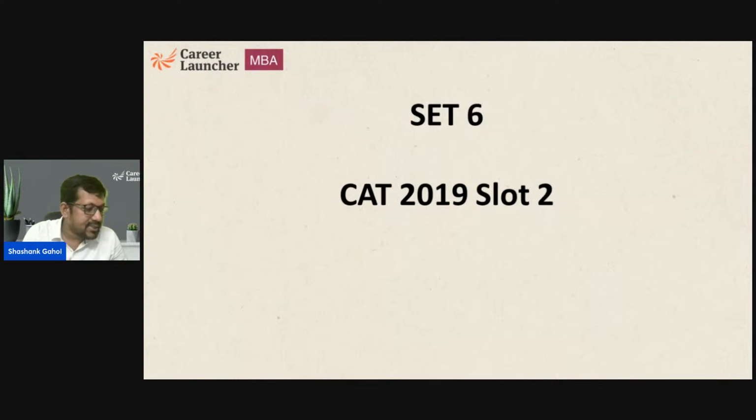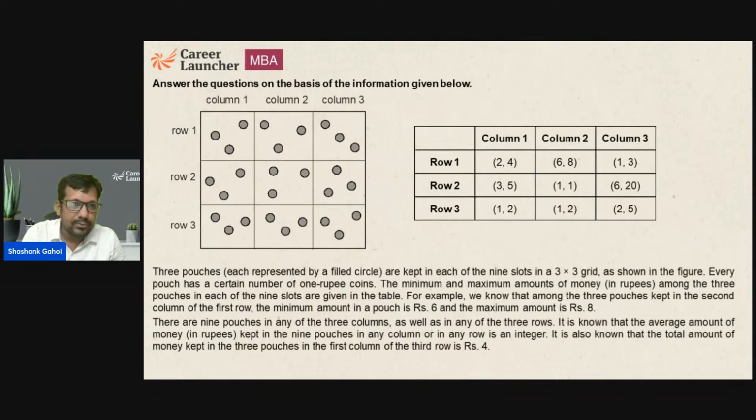Now let's start the sixth set. That is CAT 2019 slot 2. Okay. Now let's start this one. If anyone has any doubt in the previous set, do let me know. I'll work accordingly. Now, what does it say?